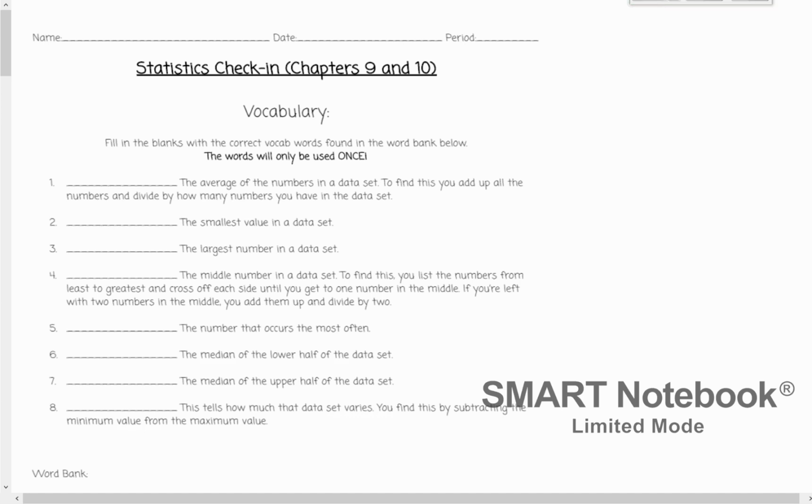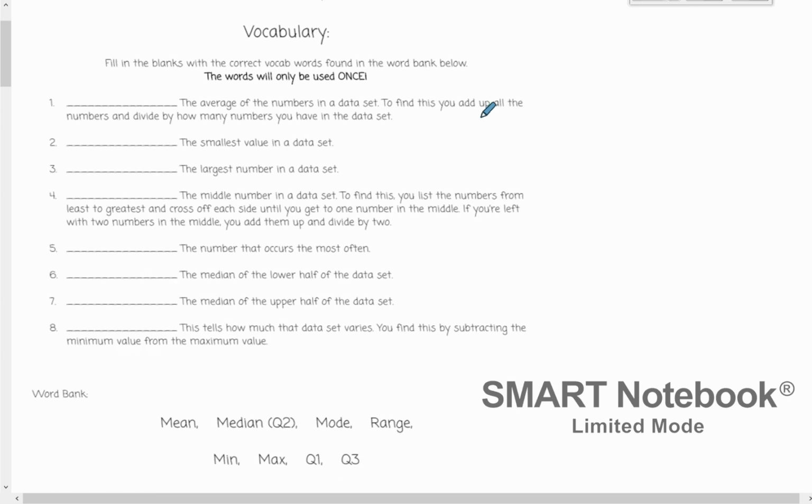Okay, this first top part is going to talk about vocabulary. We have a word bank down here at the bottom that we can choose from to fill in these blanks. Each word will only be used once. The average of numbers in the data set. To find this, you add up all the numbers and divide by how many numbers you have in the data set. That is our mean. The smallest number in the data set. That is our min.